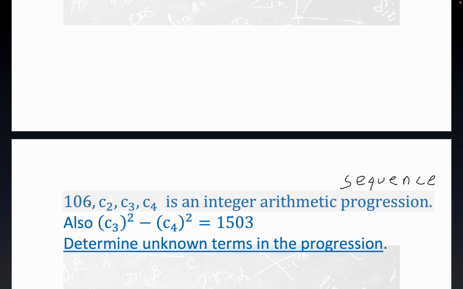There's four terms here, and we know the first term, and we also know the difference of the squares of the third and fourth terms is this constant 1503. So we want to determine the unknown terms in the progression. That is, we want to find c sub 2, c sub 3, c sub 4.